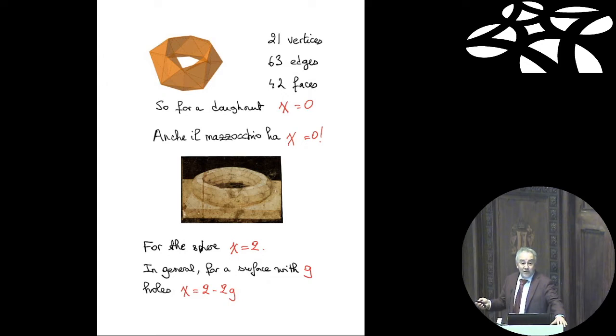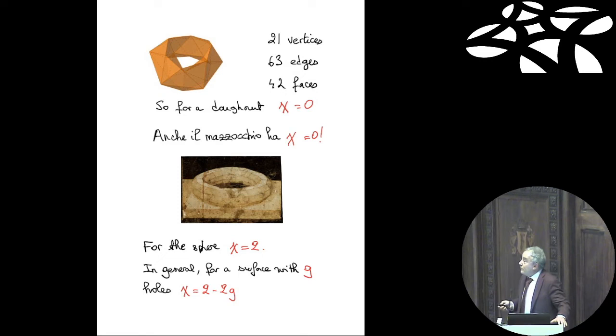So for a triangle, you have 3 vertices, 3 edges, and 1 face. So 3 minus 3 plus 1 is 1. And if you take a rectangle, you have 4 vertices, 4 edges, and 1 face, so it's always also the same. So you can also take this picture and compute the Euler characteristic from it too.